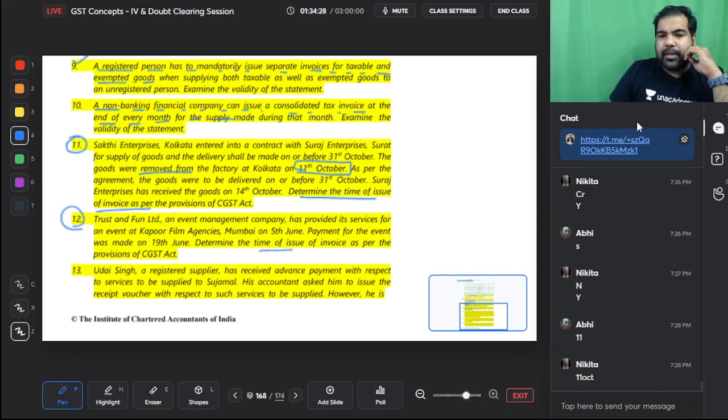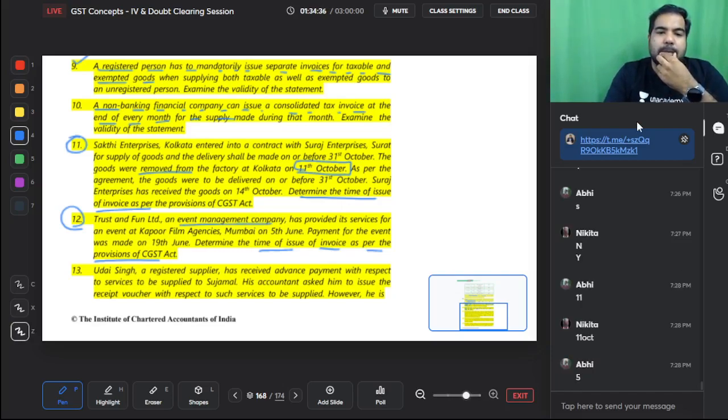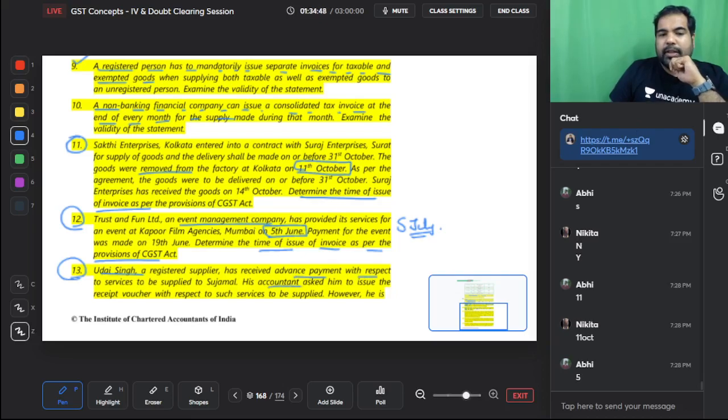Next. Again guys, determine the time of issue of invoice. It's an event management company, so services. June 5th, so by 5th July, you have to issue the invoice within 30 days. Next. Uday Singh has received advance payment. His accountant asked him to issue the receipt voucher.